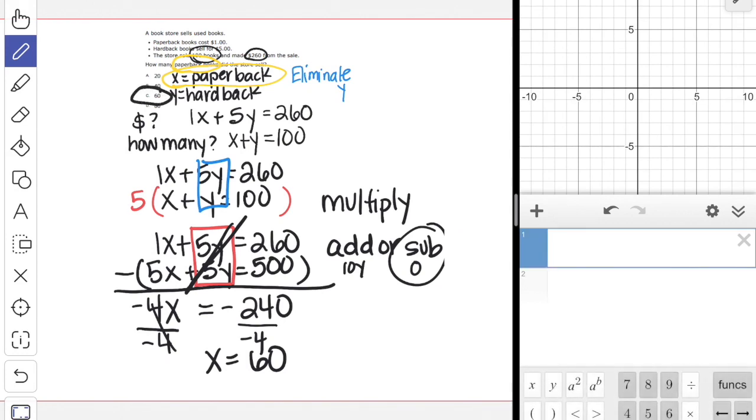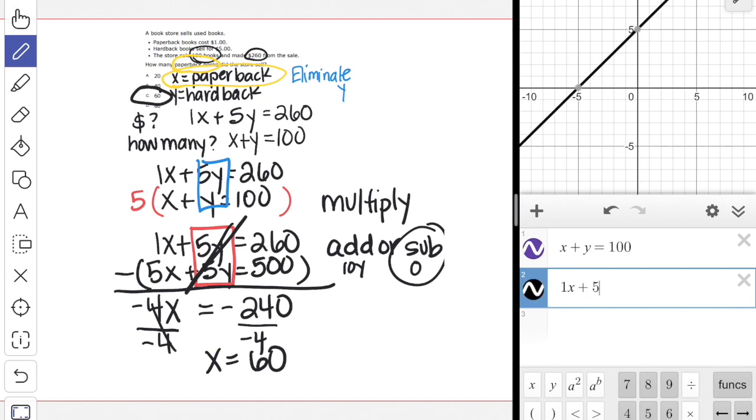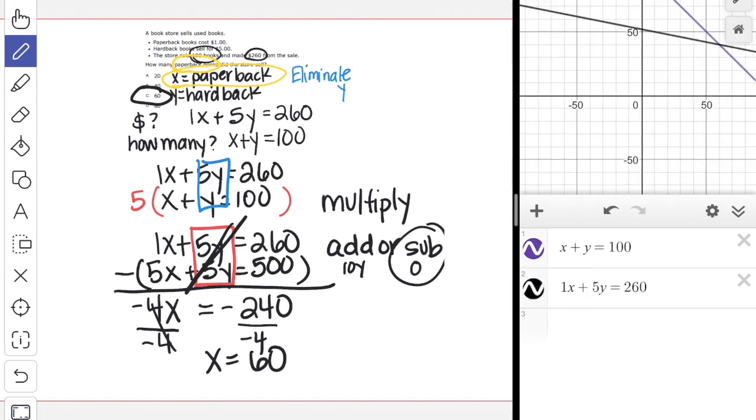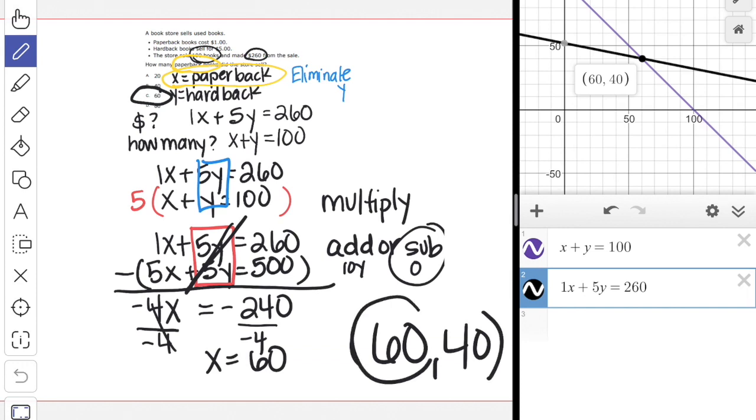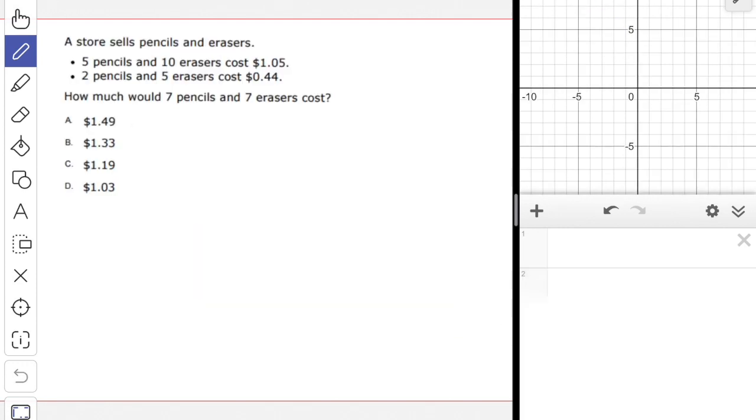Let's check that. Remember, we're solving for x, but we're going to put our equations in. So I have x plus y equals 100, and I have 1x plus 5y equals 260. All right, so we're going to find that intersection, and we got our answer is 60 and 40. And we were solving for x, which is the correct answer.